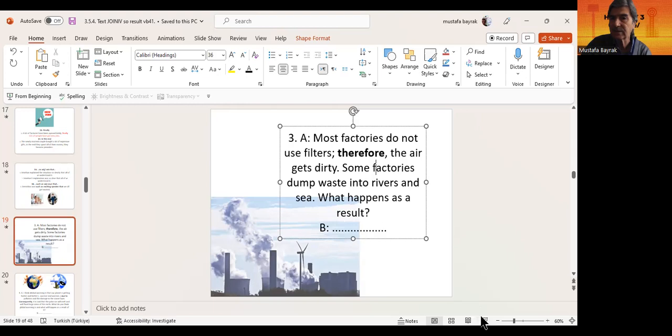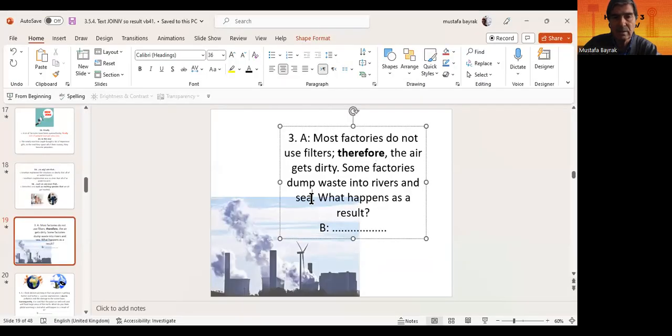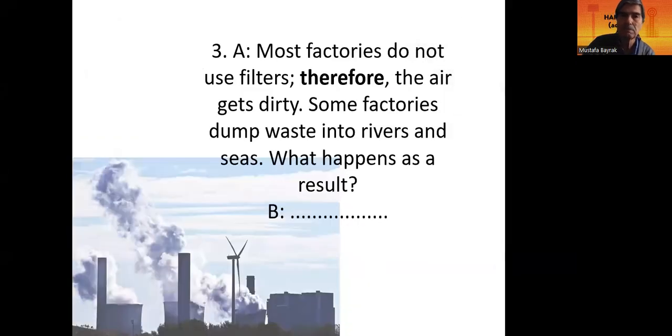What happens as a result? Of course, as a result, rivers and seas become polluted. Okay, contaminated. Okay. Unfortunately.